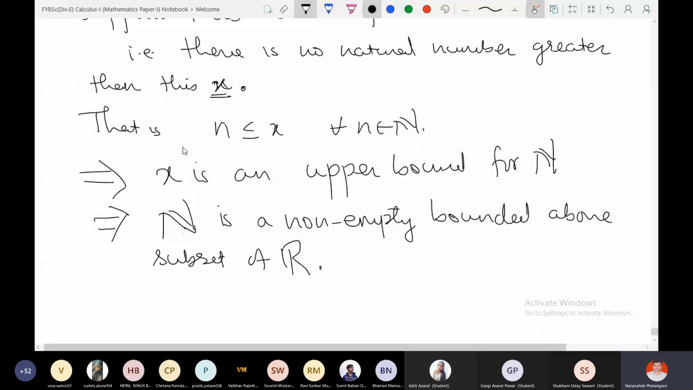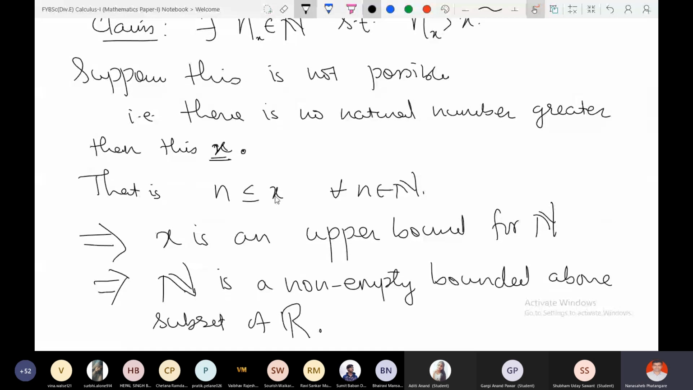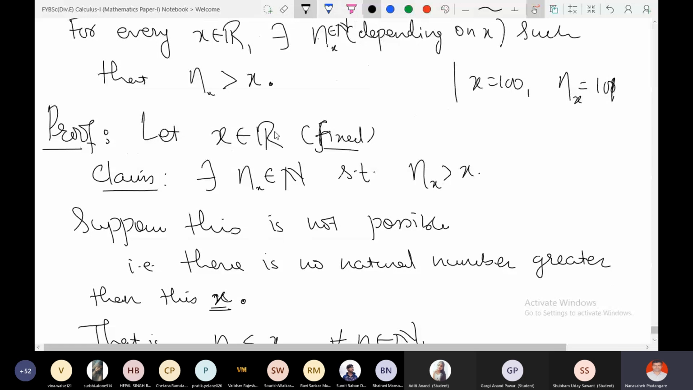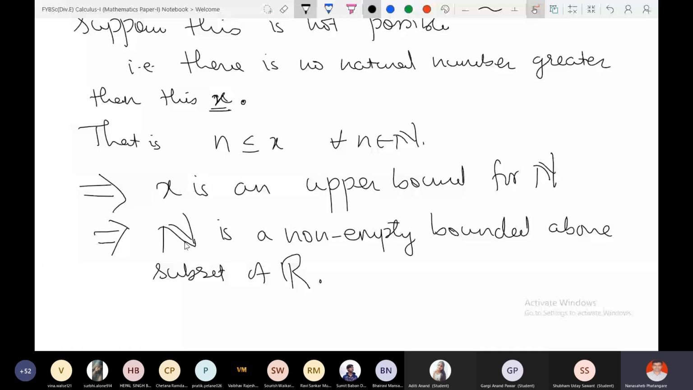Given any real number x, there is a natural number greater than x. That means no real number is an upper bound for natural numbers. That is ultimately the meaning of our Archimedean property. Do you understand? That is what we want to prove actually. Another interpretation of the Archimedean property is that N is not bounded above, meaning no real number is an upper bound. That is our aim. But suppose every natural number is less than or equal to x, that means x is an upper bound. That means N is a non-empty bounded above subset of R. So what is my next statement?